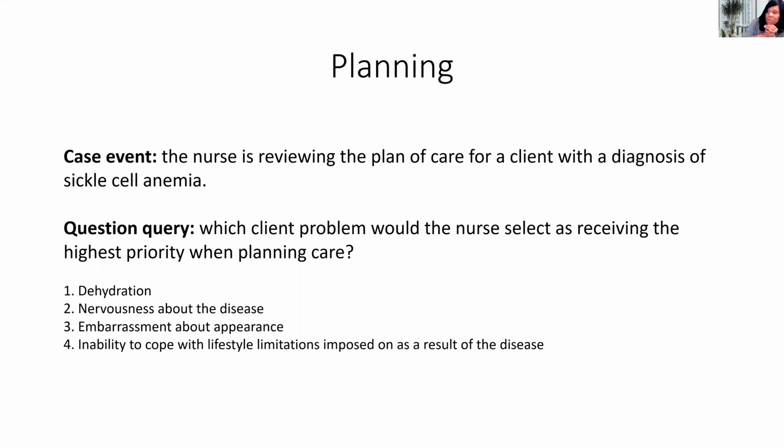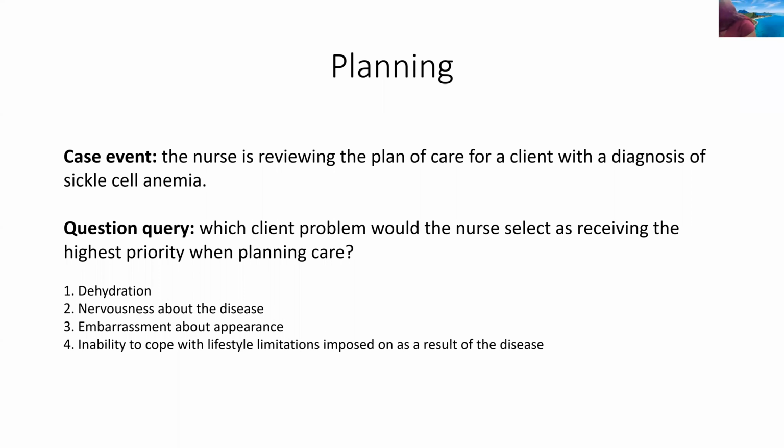Okay. All right. So which client problem would the nurse select as receiving the highest priority when planning care? Okay. So now we're looking at prioritizing: airway, breathing, circulation, what's most likely to kill the patient the quickest if I don't intervene at this time. So what's, again, going to make me call the provider at 2:00 in the morning? I'm sorry. Exactly. No, it's good. What's going to make me call the provider at 2:00 in the morning, right?